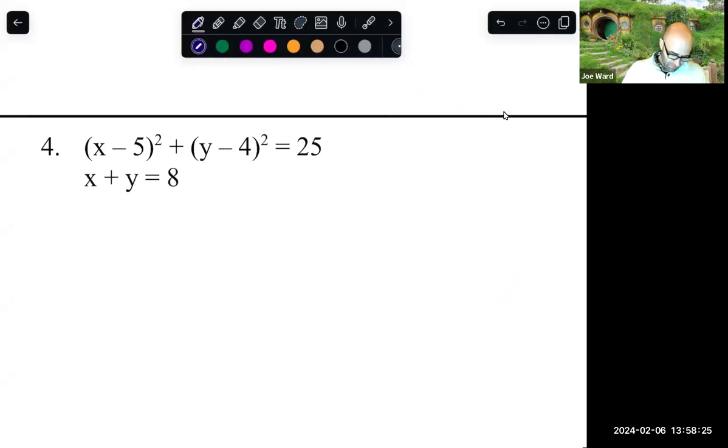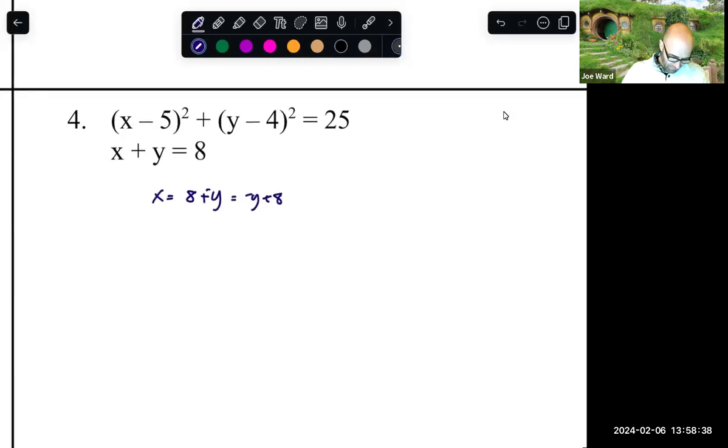So if we solve for x, we get 8 minus y, or -y plus 8. Or if we solve for y, we get -x plus 8. Either's fine. I guess I'll solve for y, but either way, it'll work out. Then you plug that into the other equation.